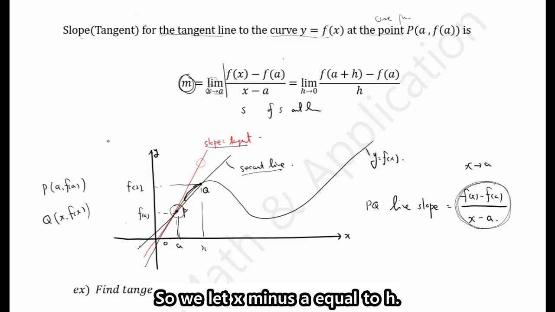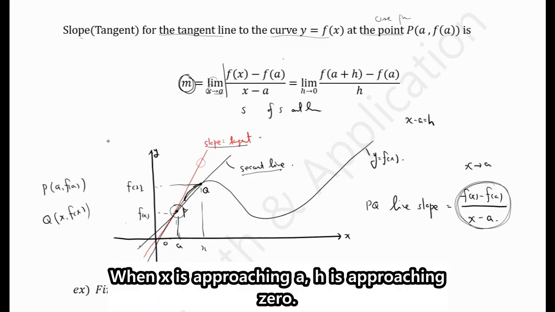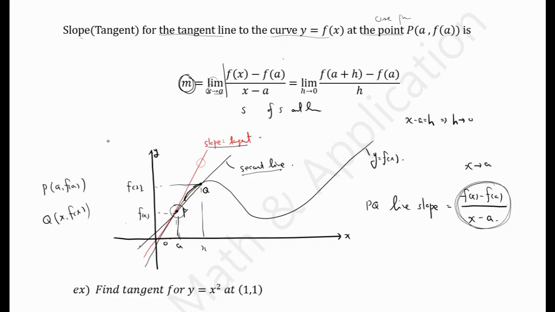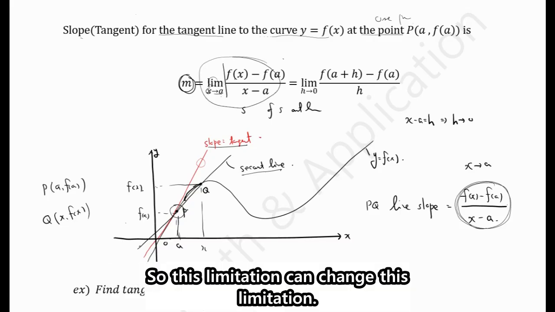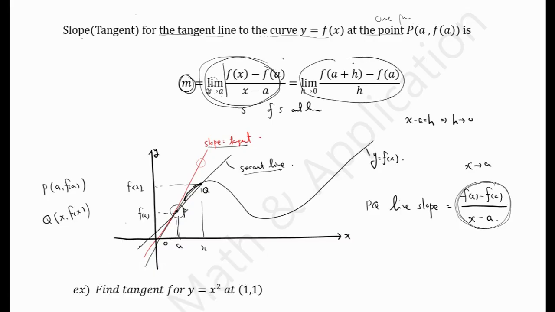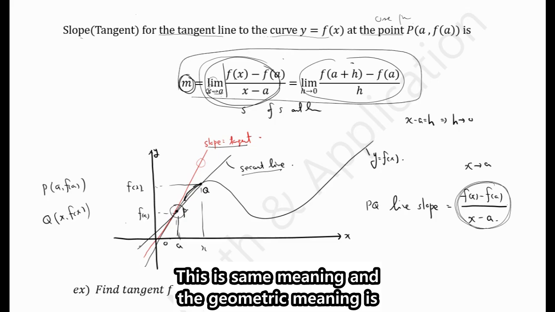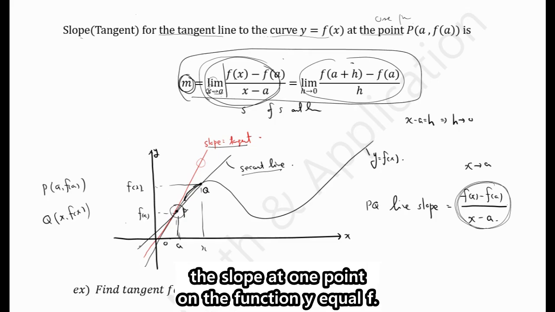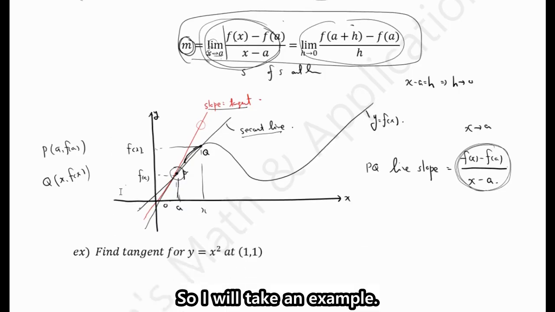So we let x minus a equal h. When x is approaching a, h is approaching 0. So this limit can change into that limit. This is the same meaning, and the geometrical meaning is the slope at 1 point on the function y equals f. This is the tangent. So I will take an example.